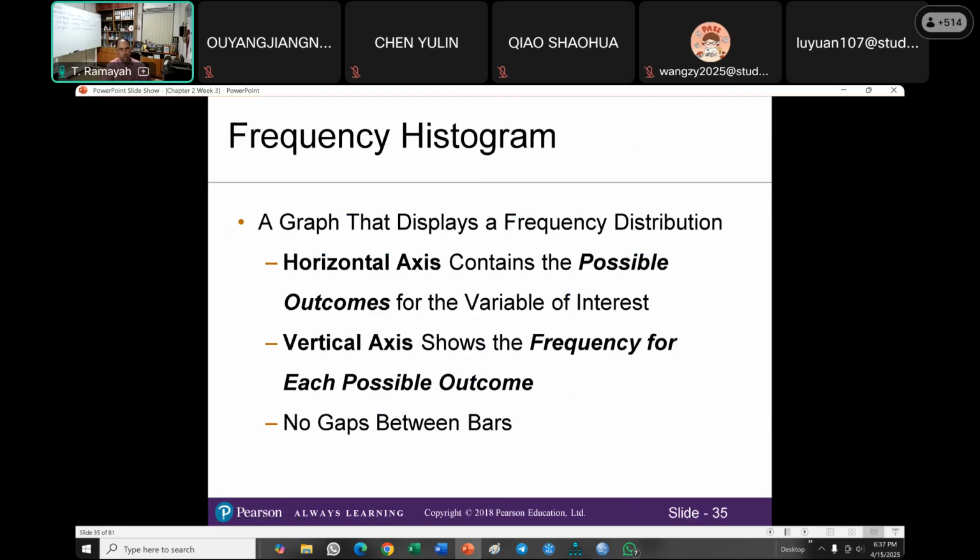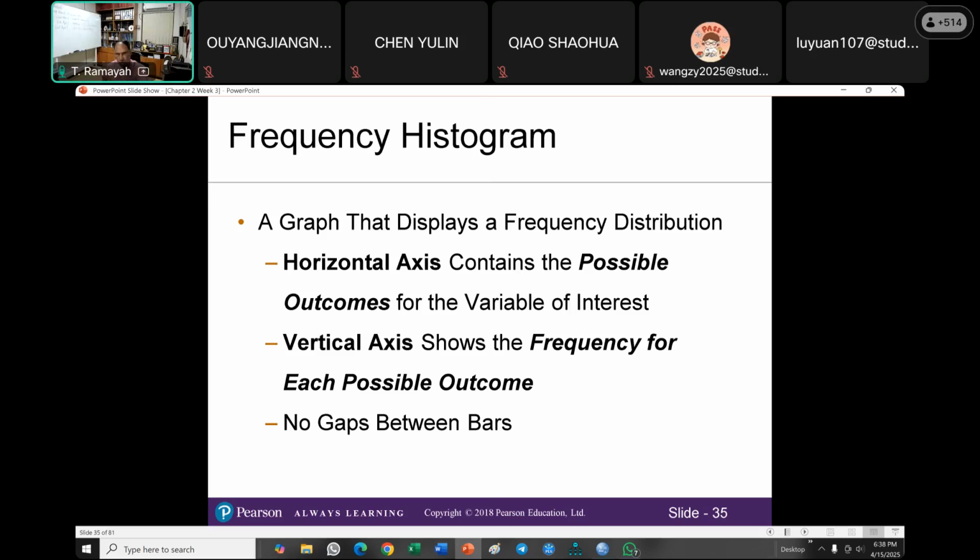Next, we want to look at the histogram, the frequency histogram. A histogram will have two axes, the horizontal axis and the vertical axis. The horizontal axis will have all the possible outcomes for the variable of interest. And the vertical axis will show the frequency of each possible outcome. So your x-axis is all the possible outcomes.